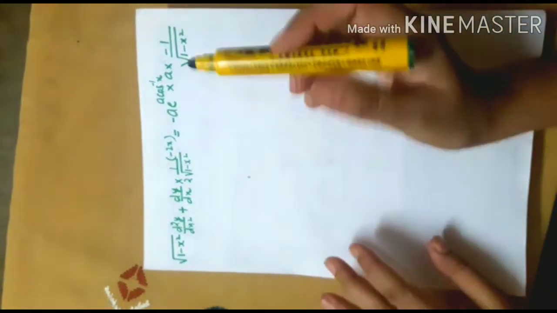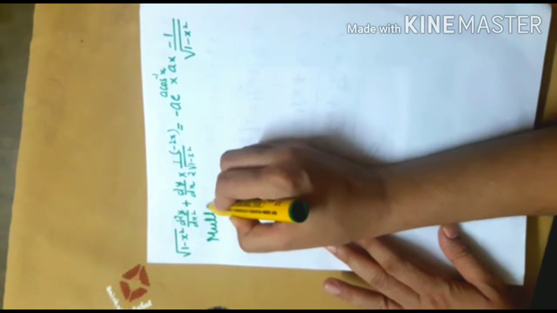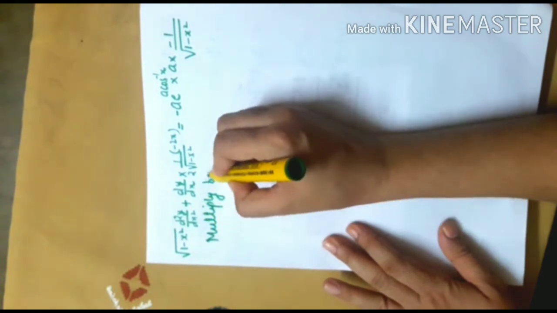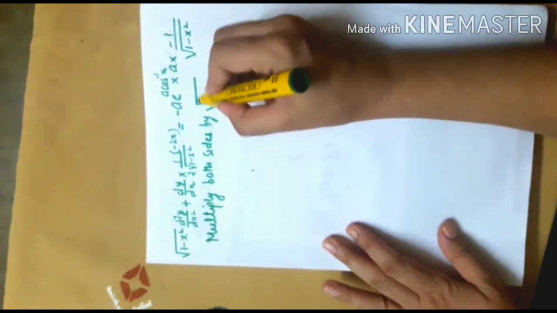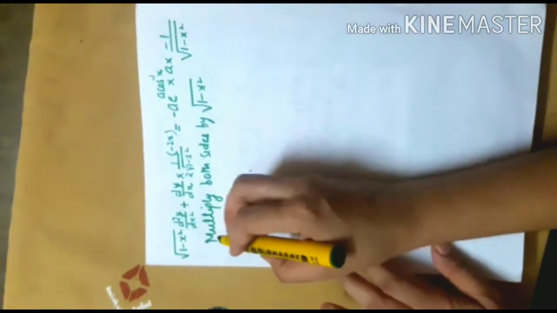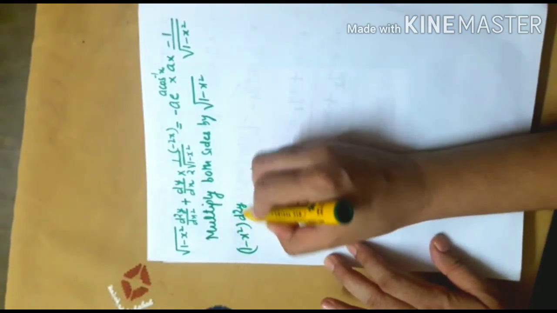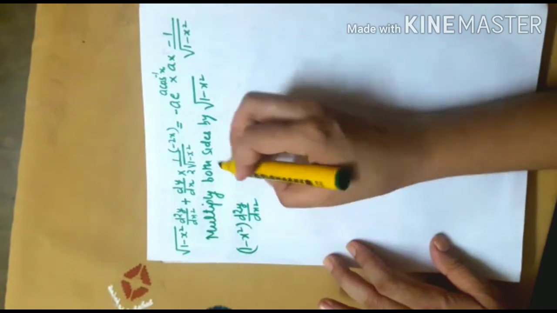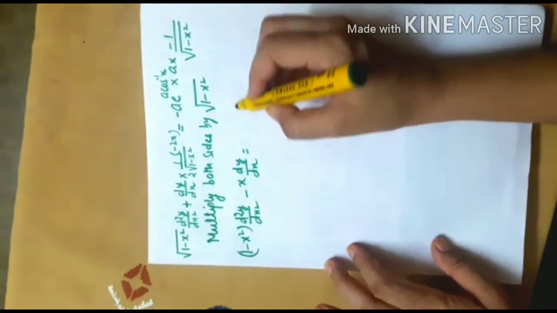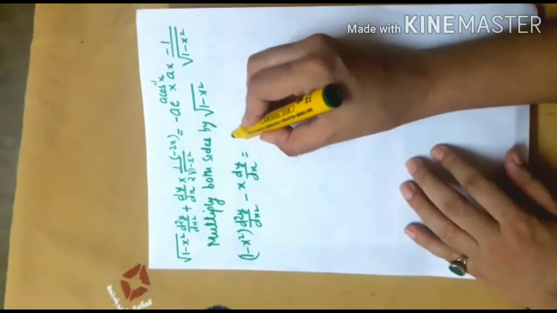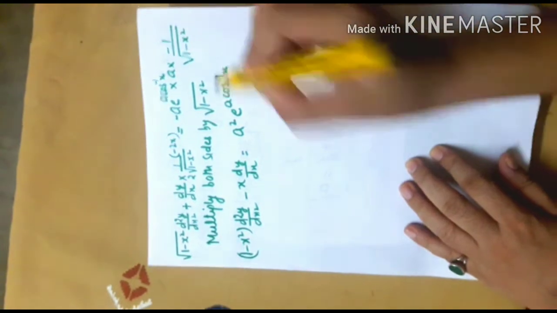Now what do I do? Multiply both sides by root 1 minus x square. So here I'll get 1 minus x square d square y by dx square. Here I'll get minus x dy by dx, and here I'll get a square e raised to the power a cos inverse x.